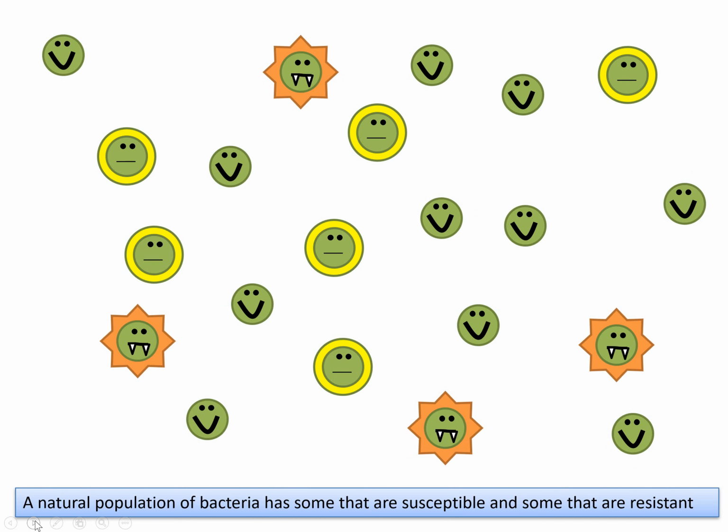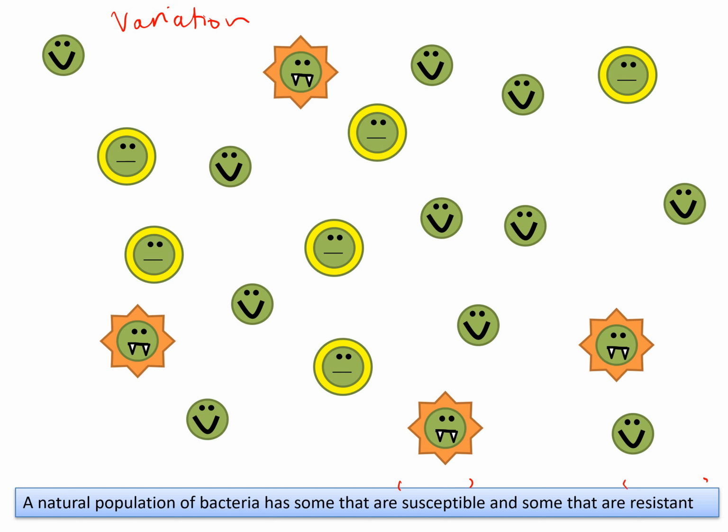So, little animation, little cartoon. A natural population of bacteria has a variety, okay? In other words, there's variation. So if we look at this population of bacteria, we've got our green smiley face, we've got our yellow and green solemn face, and then we've got what I would describe as the monster bacteria, these star-shaped ones. In a population, there will always be some bacteria that are susceptible to the antibiotic. What that means is they get killed by it, and some that are resistant. What that means is they don't get killed by it.